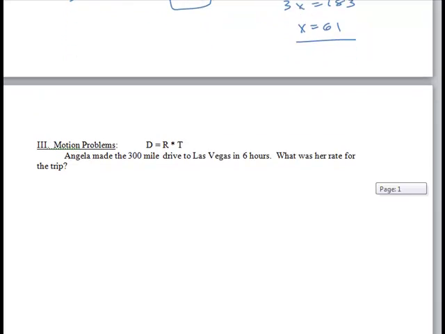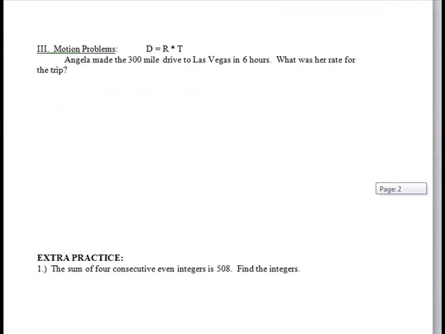The third type of application problem, a motion problem or a distance problem. Something moving at a particular speed or rate for a certain amount of time is going to travel a distance. So in order to work a problem like this, you have to know the distance formula. D is equal to R times T. It's a linear equation, but a linear equation with three variables. We can only solve a linear equation with one variable.